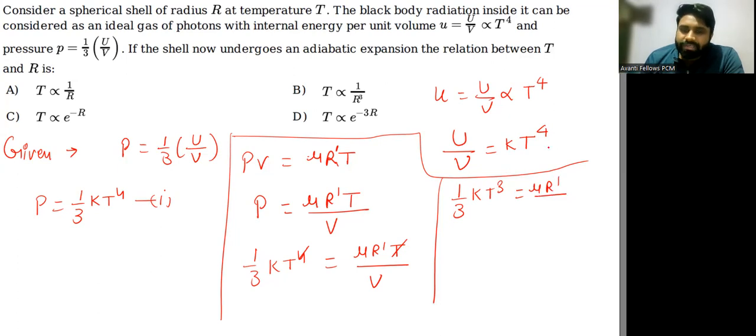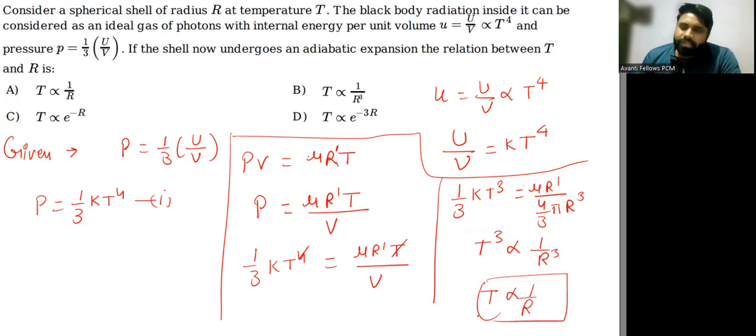Now volume of a spherical shell will be given by 4/3 times pi r cube. So from this, 1/3, k, mu, R dash, 4/3, pi are all constants. So you can say that T cube is directly proportional to 1 by r cube, which means T is directly proportional to 1 by r. Option A is the correct option.